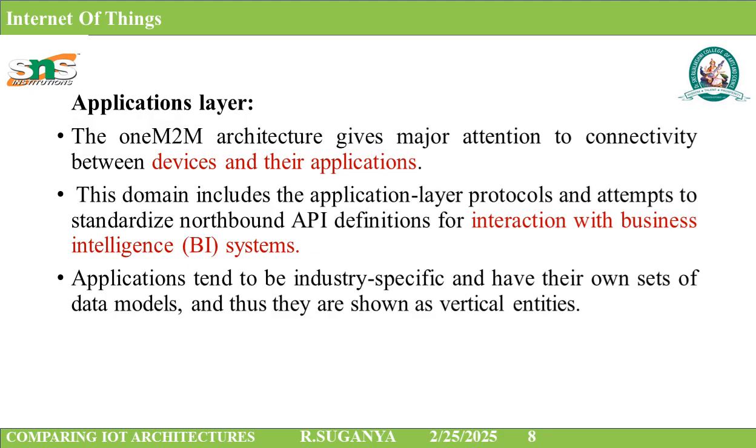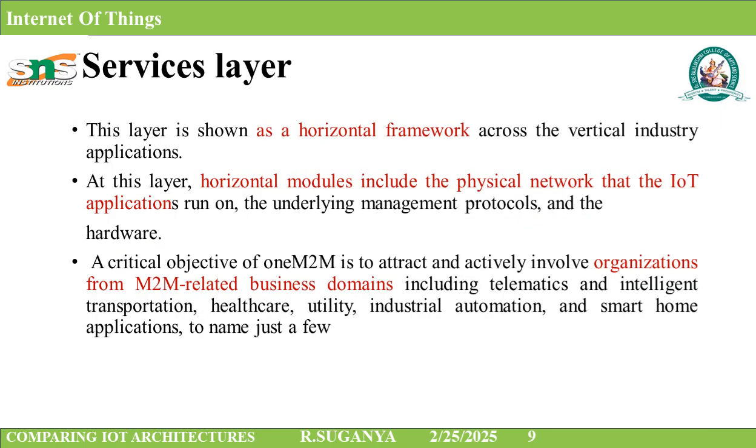Applications layer. The oneM2M architecture gives major attention to connectivity between devices and their applications. This domain includes application layer protocols and attempts to standardize northbound API definitions for interaction with business intelligence systems. Applications tend to be industry specific and have their own sets of data models, and thus they are shown as vertical entities. Services layer. This layer is shown as a horizontal framework across the vertical industry applications. At this layer, horizontal modules include the physical network that the IoT applications run on, underlying management protocols, and the hardware.